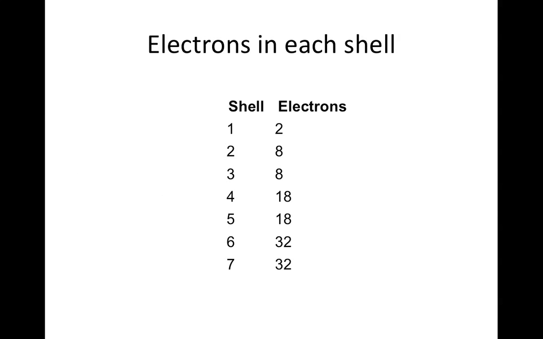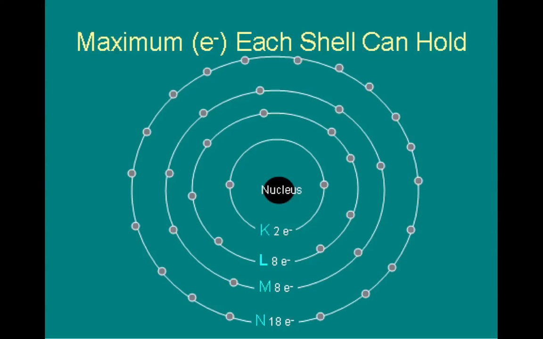Electrons in each shell are represented here. We've only talked about the first 3 shells. Shells 4 and 5 can hold up to 18. Shells 6 and 7 can hold up to 32 total electrons. Here's a representation of that. K represents the first shell, L second shell, M third, N fourth, and so on. So you can just count the number of dots and that'll tell you the number of electrons.